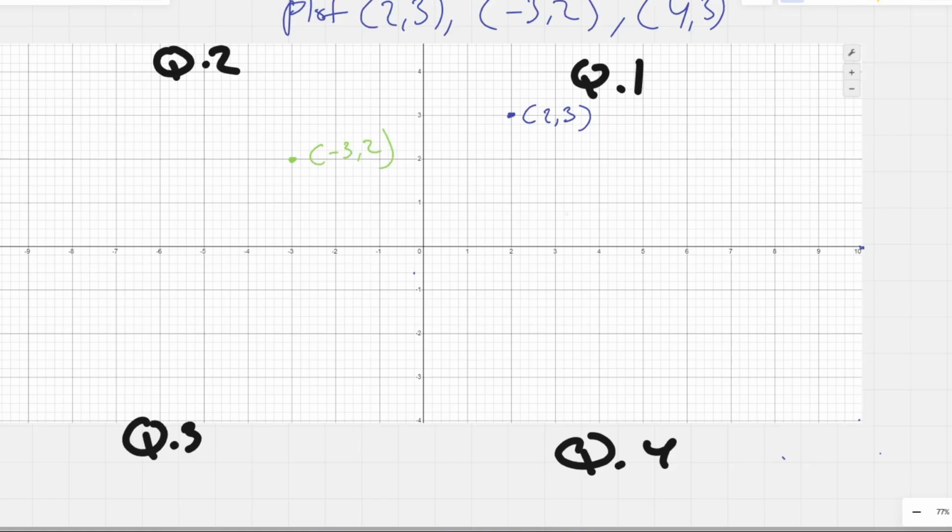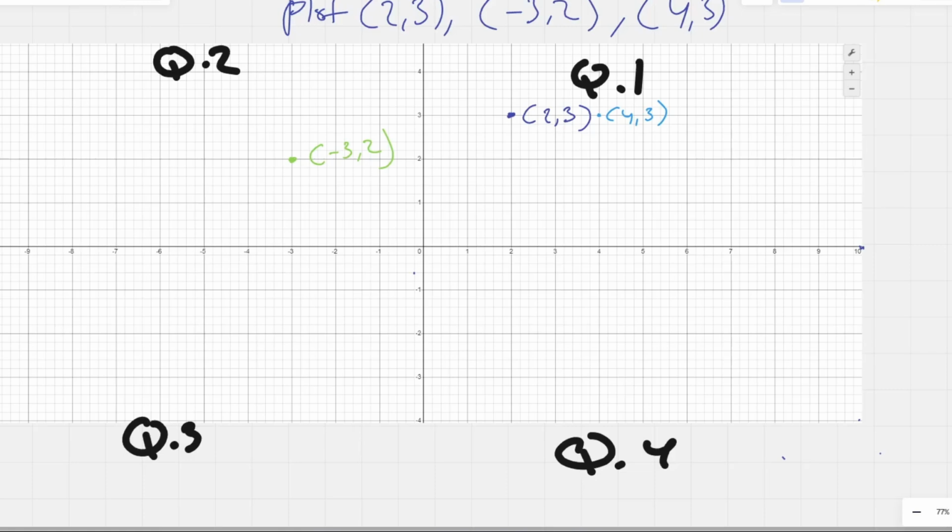And for our final point, we have (4, 3). (4, 3) would be right here. It would be from here, 4, and then we would go up 3 units. So my x would be positive 4, my y would be positive 3. It would be right here. Let me use a different color. Okay, (4, 3) would be right over here, right alongside this one. Just a little messy dot there. There we go. So that's how you can plot your points on a Cartesian plane.